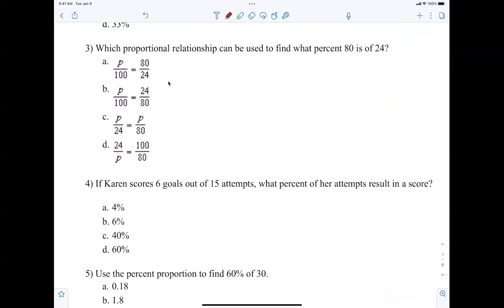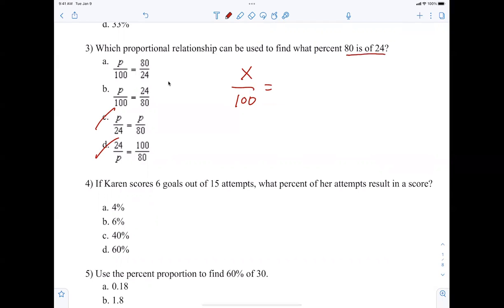Which proportion can be used to find what percent? So what percent is X over 100? What percent? I think this is what percent of. So this one's a little bit more challenging. Right off the bat, we know it's X over 100. Does everybody agree with that? Yeah. So we're not C or D. It's worded awkwardly, so they tried to trick you.